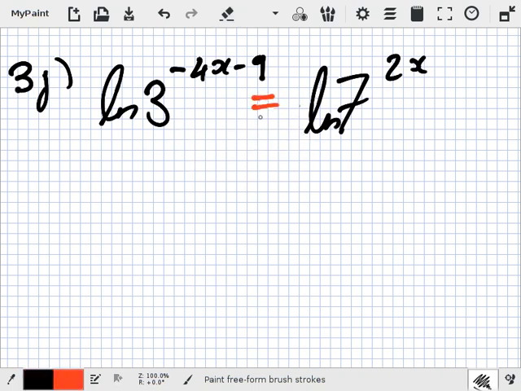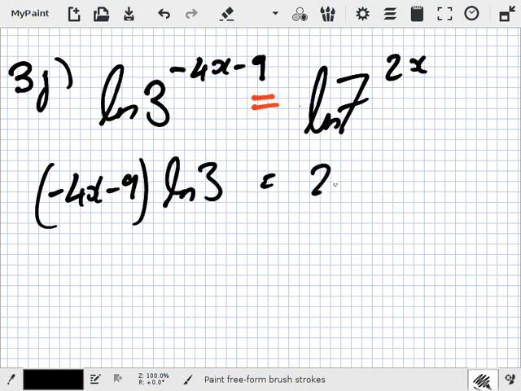Right. Okay, so this is already looking familiar, isn't it? To the last one. Mariam, what do you think we could do next? Bring the stuff down. Yeah. So you get minus 4x minus 9 log 3 equals 2x log 7.